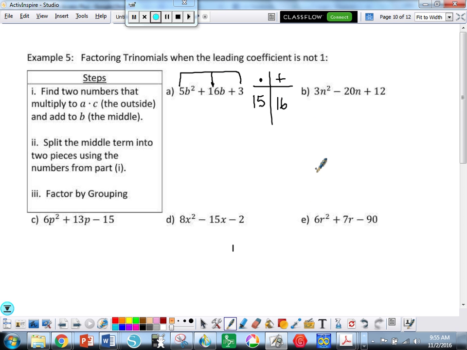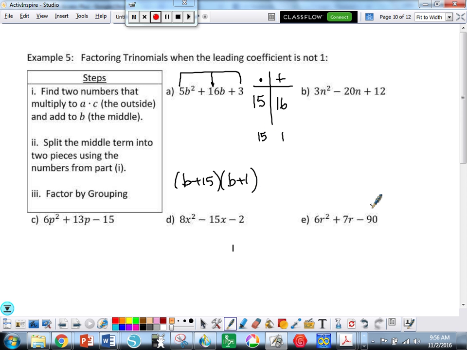So really quick, one more time, where did the 15 come from? From the 3 and the 5. Where did the 16 come from? From the middle. So, on your own, what 2 numbers multiply to 15 and add to 16? 15 and 1. Now it would be really tempting to just go b plus 15. This is why you're not writing it down, right? This is not right. It would be really tempting just to put those numbers in here.